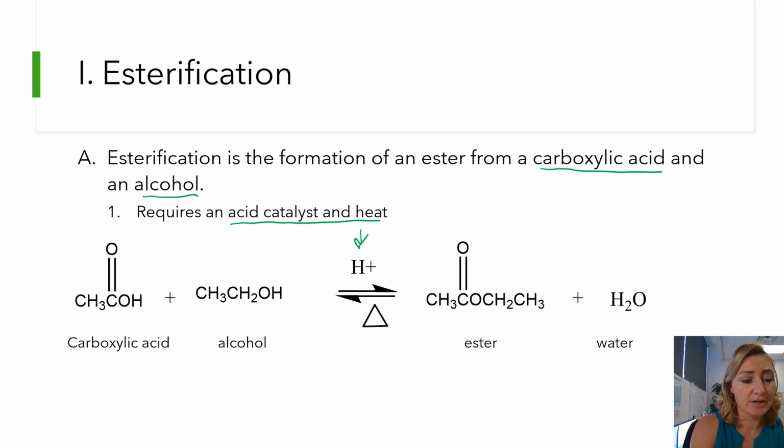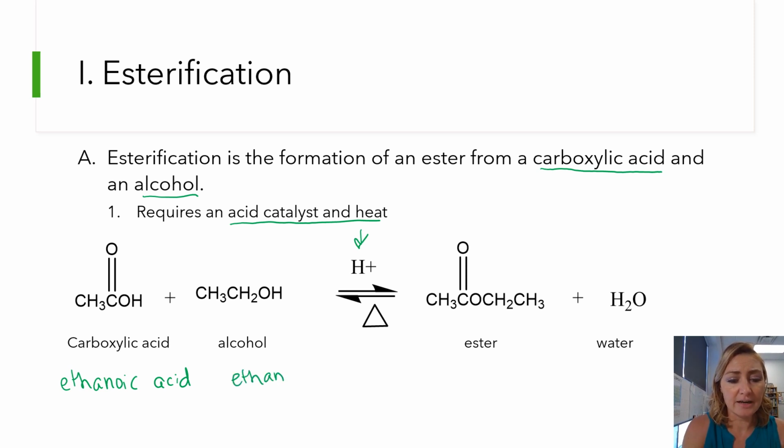So we're going to start with a carboxylic acid. Here we have ethanoic acid, and I love practicing naming because this is just extra stuff that's going to help me for a quiz or a test. And that's reacting with the alcohol ethanol. That's the drinking kind of alcohol. I could also put the common names on there, but let's focus on the reaction.